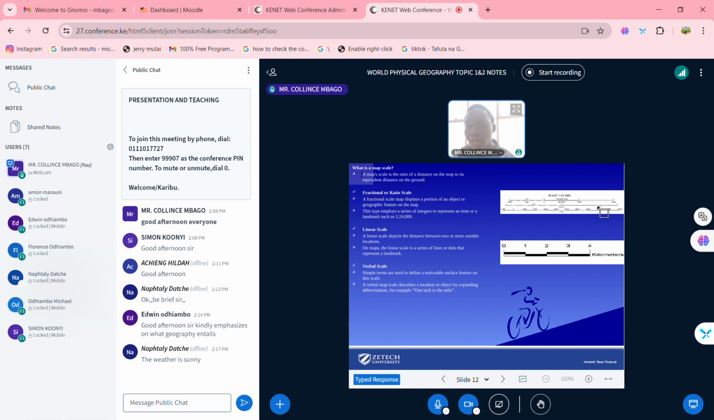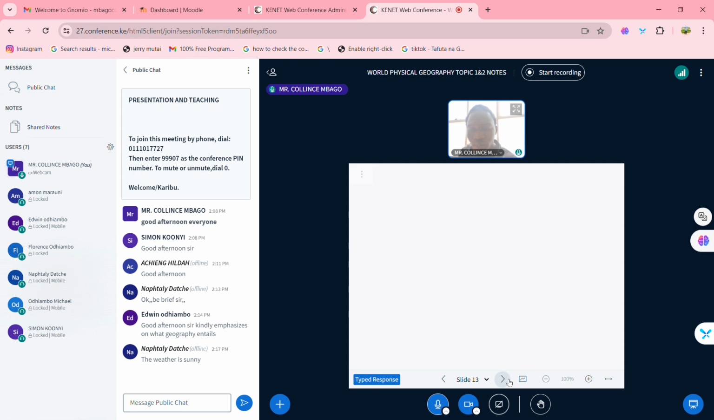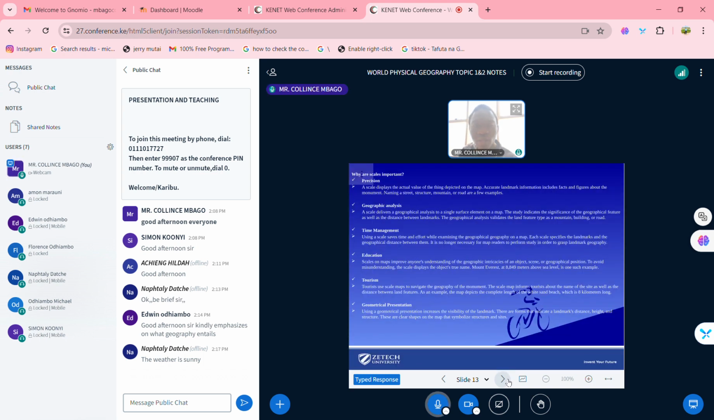So you can see there are diagrams here. The first one is our fractional or ratio scale. Then this second one is a linear scale. Then you can look at why scales are important. We have things like precision, we have geographic analysis, it helps in time management, it helps in education, it helps in tourism activities, geometrical presentations, things like that.